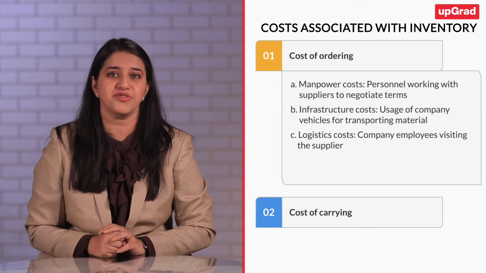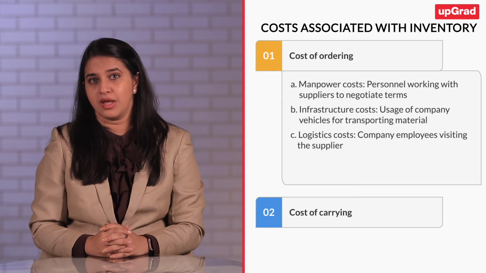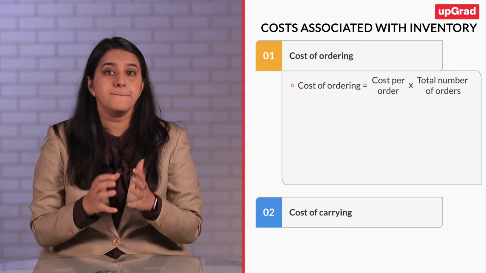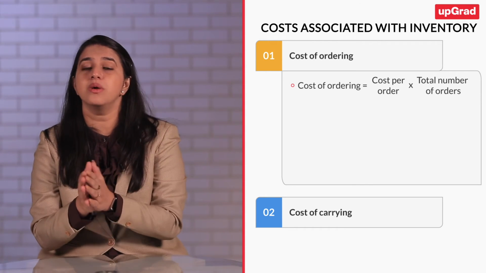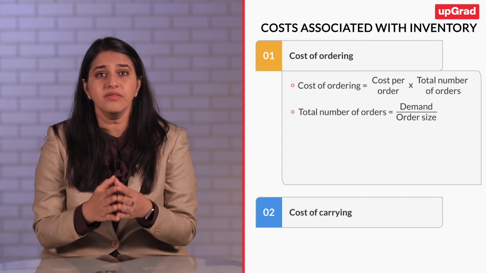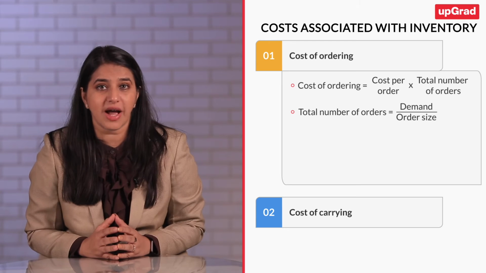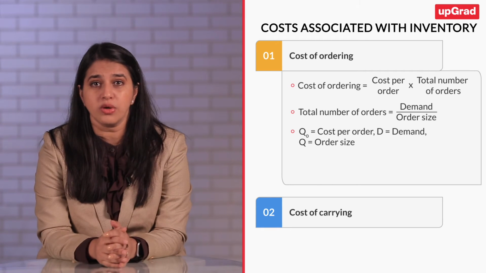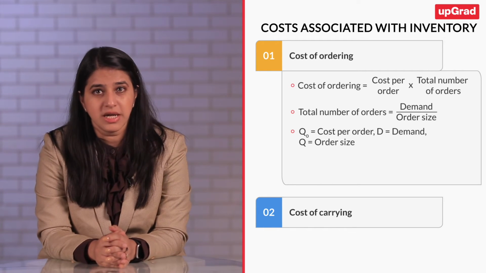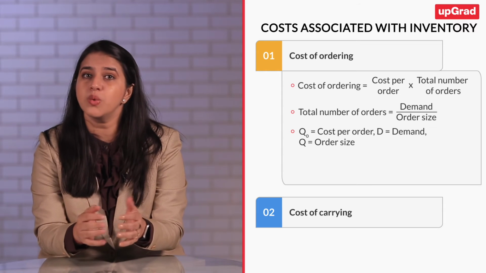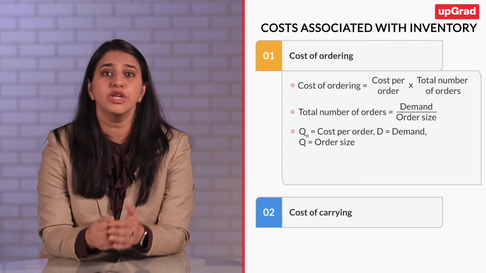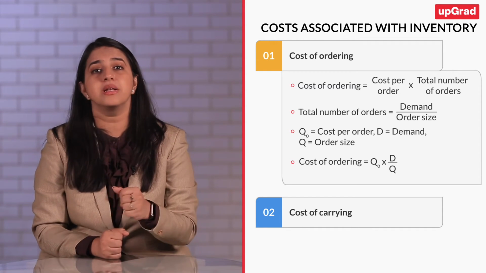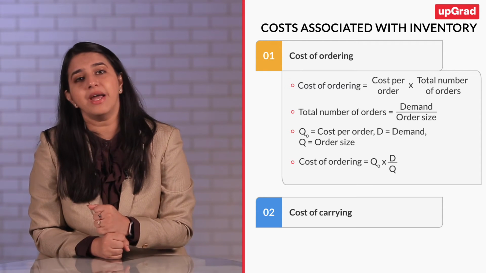Let's see how cost of ordering can be calculated. The total ordering cost is equal to the product of the cost per order and the total orders. To derive the total orders, you need to divide the demand by order size. So, if Q0 is the cost per order, D is the demand and Q is the order size, the total ordering cost would be equal to Q0 multiplied by D divided by Q.